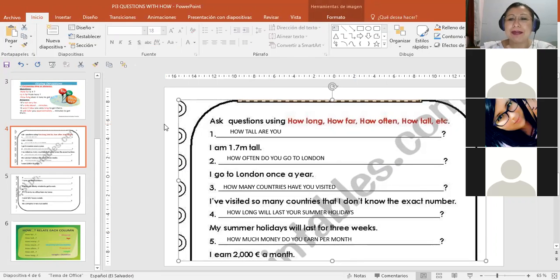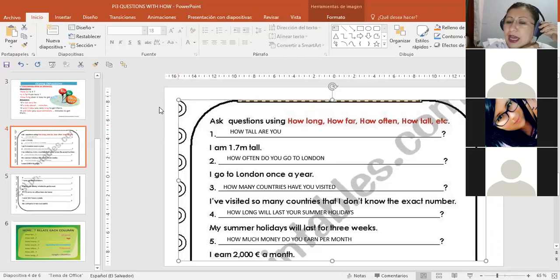Vamos a cortar aquí para repetir y después el mismo equipo concluye, el compañero. Okay, let's repeat. How tall are you? I am 1.7 meters tall. How often do you go to London? I go to London once a year.